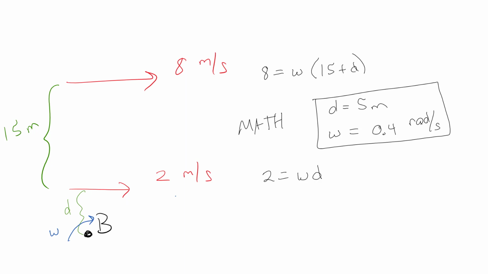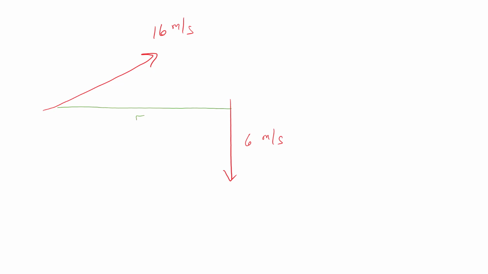Now, if the velocities are not parallel to each other, the geometry gets more complicated, but it's basically the same thing. So like if I had a 16 meters per second here and a 6 meters per second over here, and I'm going to specifically tell you that this distance is 7 meters at a 30-degree angle.